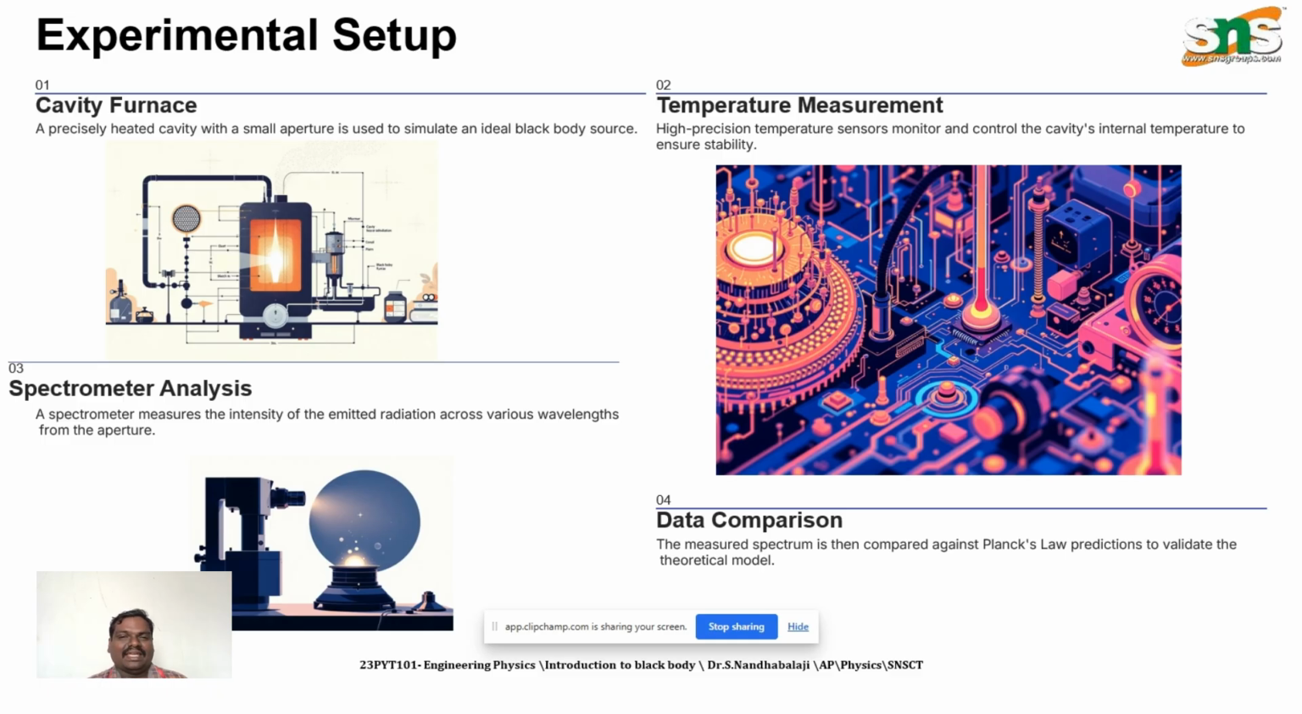Temperature measurement: high precision temperature sensors monitor and control the cavity's internal temperature to ensure stability. Spectrometer analysis: a spectrometer measures the intensity of the emitted radiation across various wavelengths from the aperture. Data comparison: the measured spectrum is then compared against Planck's law predictions to validate the theoretical model.